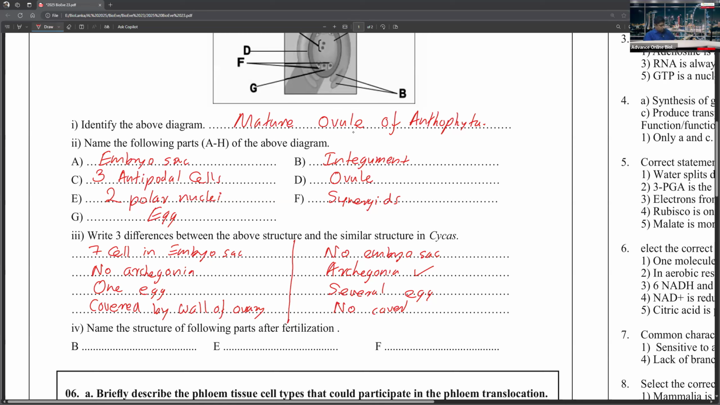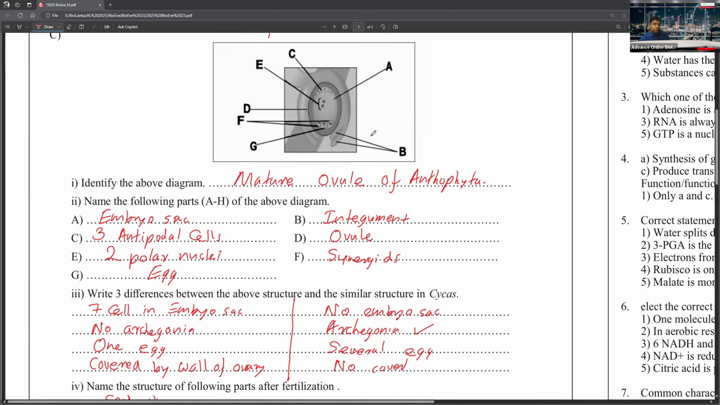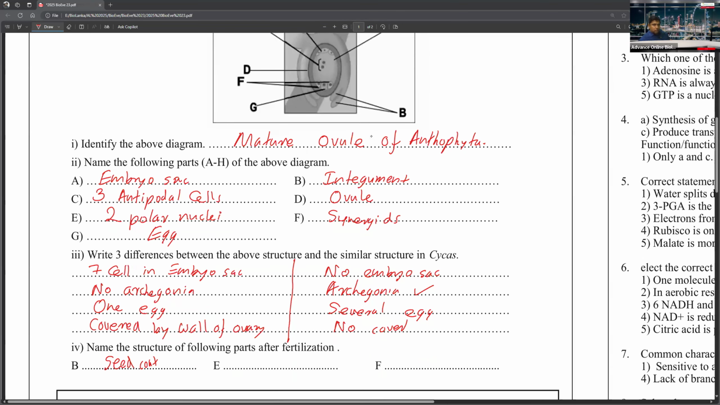Right. So the next one, people, if you want, you can say stalk present, stalk absent, but that's not the important point. Name structure of following parts after fertilization. B becomes seed coat. Then E, what is E? E, polar nuclei, the endosperm. F, what are you going to say? Antipodal cells disappear.